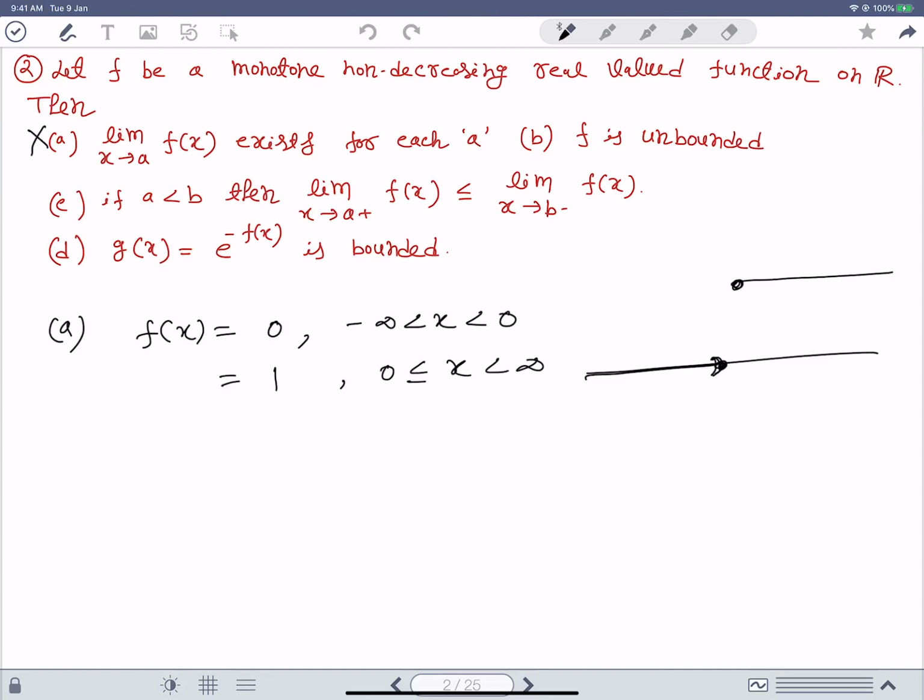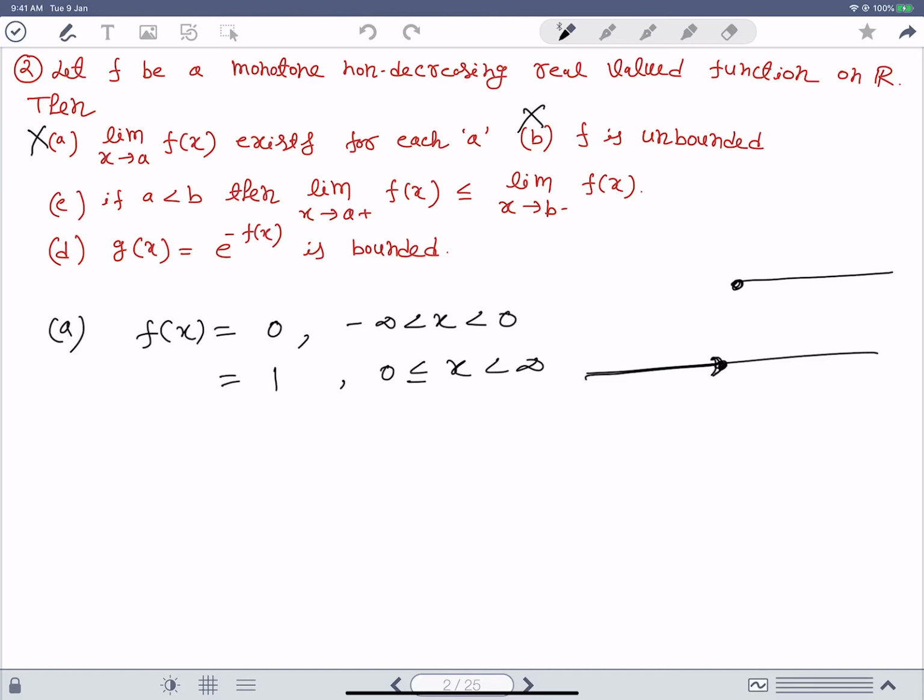Now, for the second one, it says f is unbounded. Again, by the same example, here f is bounded, right? The image of f is just 0 and 1. So therefore, f is bounded. So again, this is ruled out.